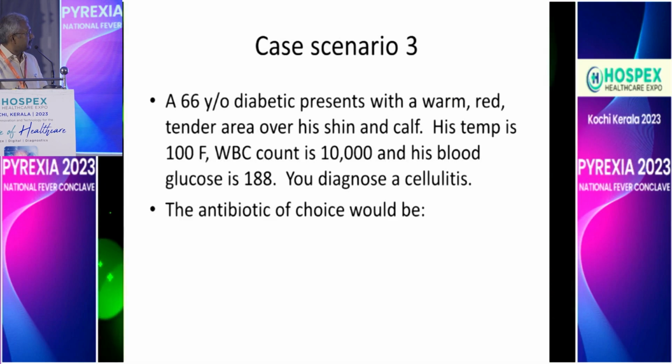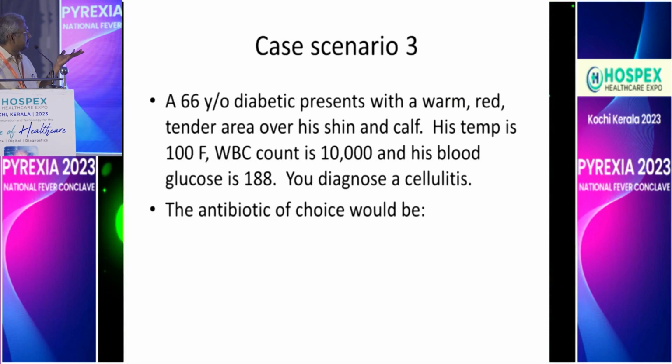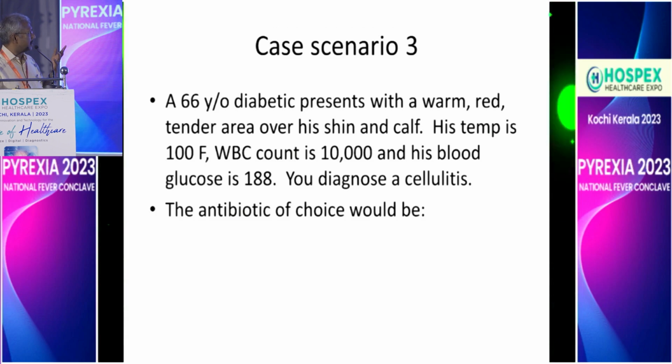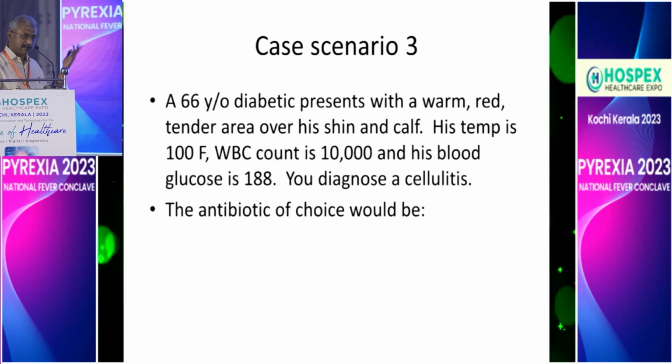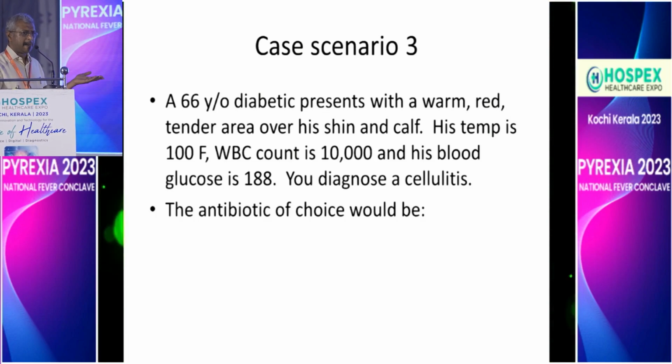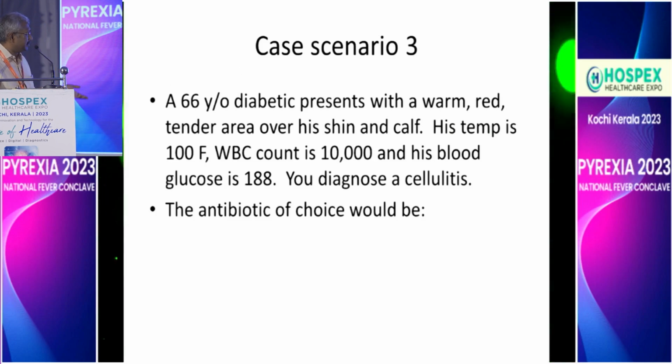So I'm going to case scenario 2, which is a skin and soft tissue infection. This is a 66-year-old diabetic patient who presents with a warm, red, tender area over his shin and cough. Temperature is 100 degrees Fahrenheit. Total count is 10,000. Basically, we are dealing with cellulitis in a diabetic host. So that's where it would be.